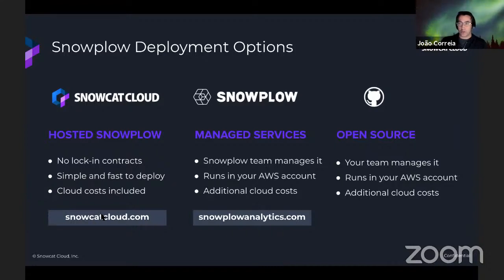SnowcatCloud, which is us: no lock-in contract, simple and fast to deploy, cloud costs are included. You can go with Snowplow Managed Services. They have an application that you deploy on your AWS account, and everything is under your AWS account. You own everything. There's an additional cloud cost, of course, your AWS usage. Or you can just download the open source Snowplow and run it yourself.